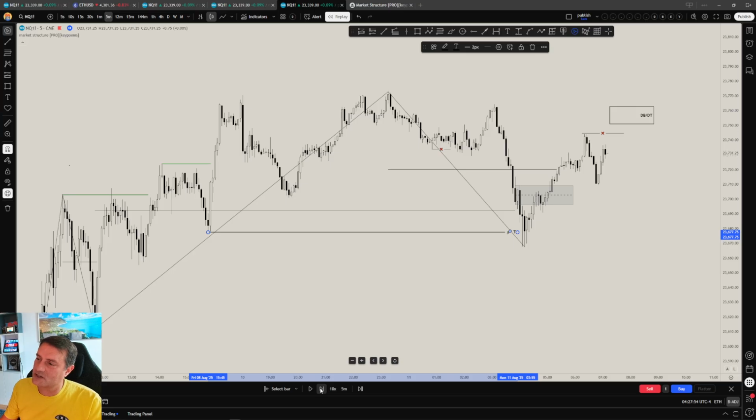Now the question is, which one are you going to take? Because also this dealing range has been mitigated 50%. So it comes back up, double top, fails. Yeah, you could take it down, sure. Depends on the horizon of your trades.